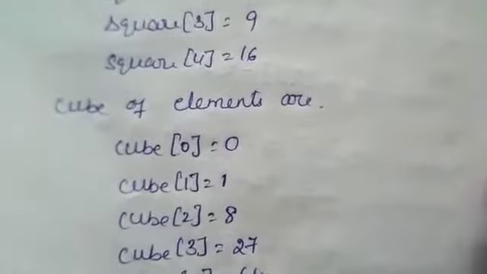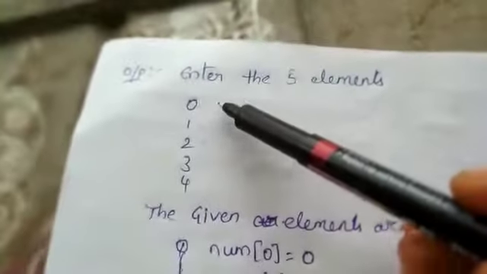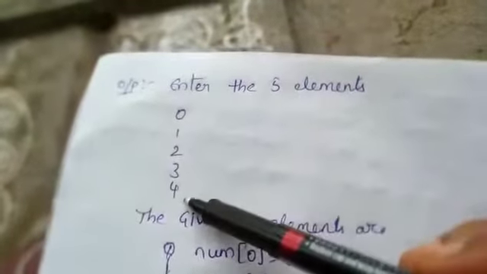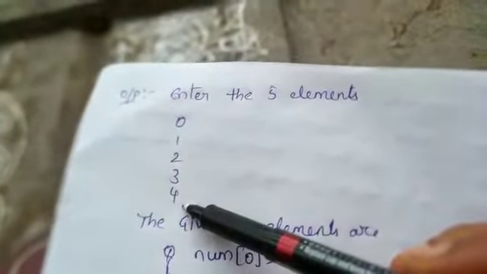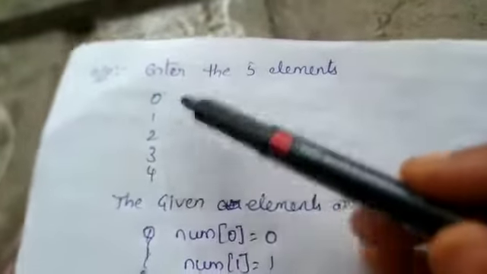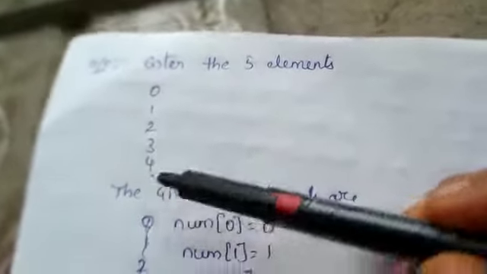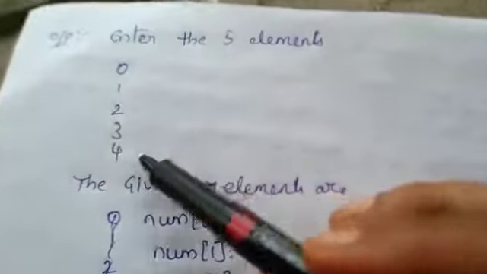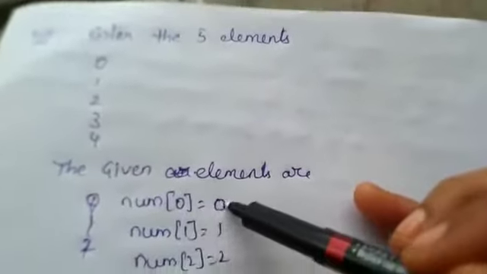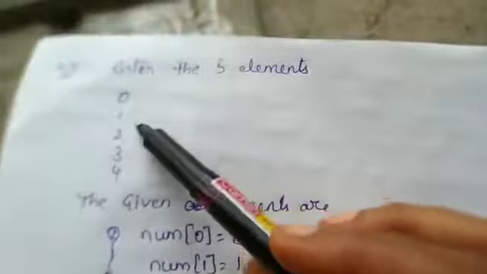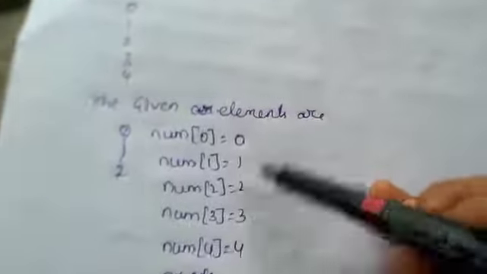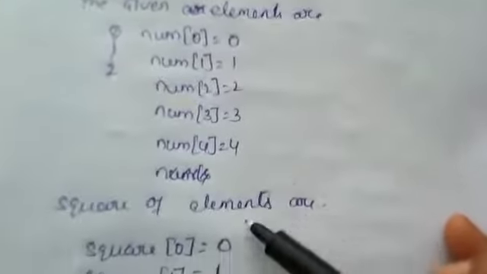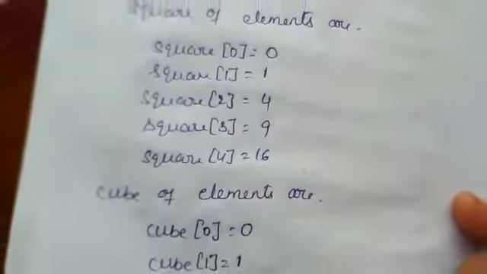This result depends on the numbers which you give in the array a, what elements you give from the keyboard. Okay, if you give 0, 1, 2, 3, 4, those cubes will be displayed. If you give different numbers 1, 2, 3, 4, 5, then num of 0 is equals to 1, num of 1 is equals to 2, like that will be displayed. So based on the elements which you give, this program depends, and it displays the elements, the squares, and the cubes of the elements.